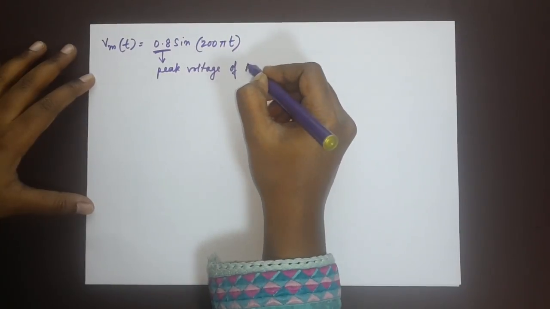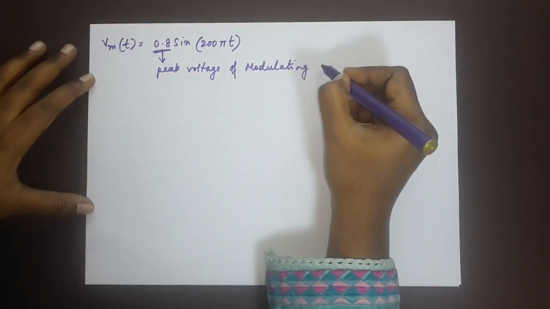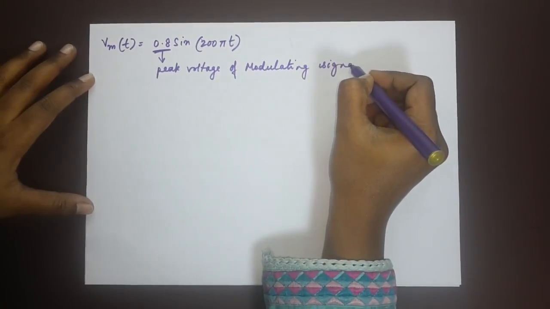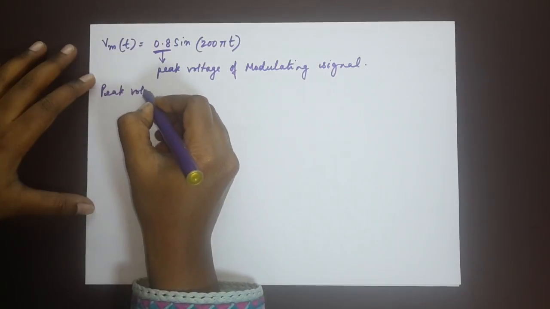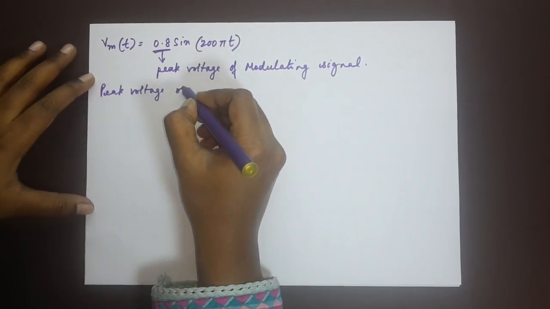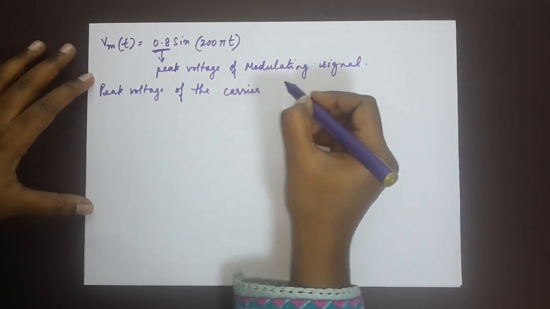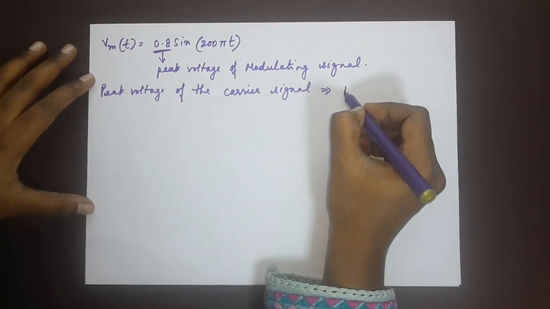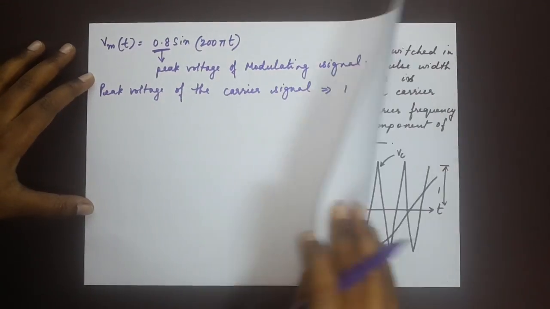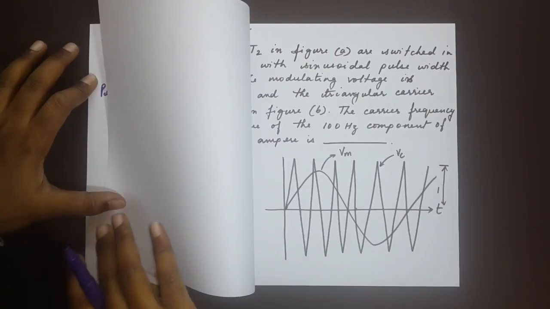This is our peak voltage of the modulating signal, and the peak voltage of the carrier waveform, of the carrier signal, is 1. So that's exactly what's given to us in the waveform here, that it is 1, the amplitude.